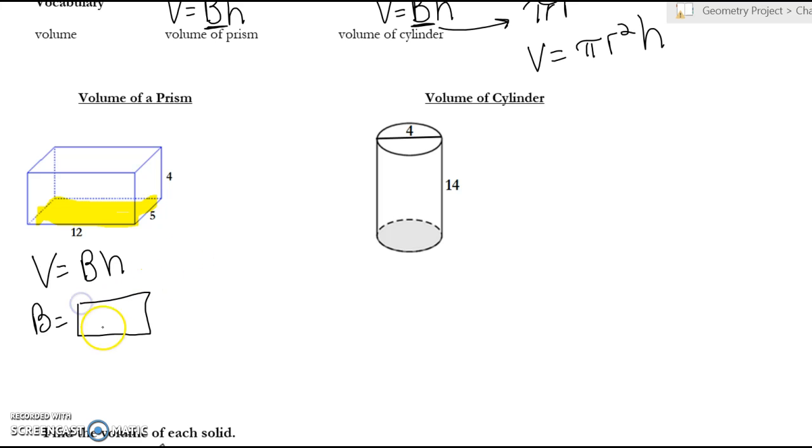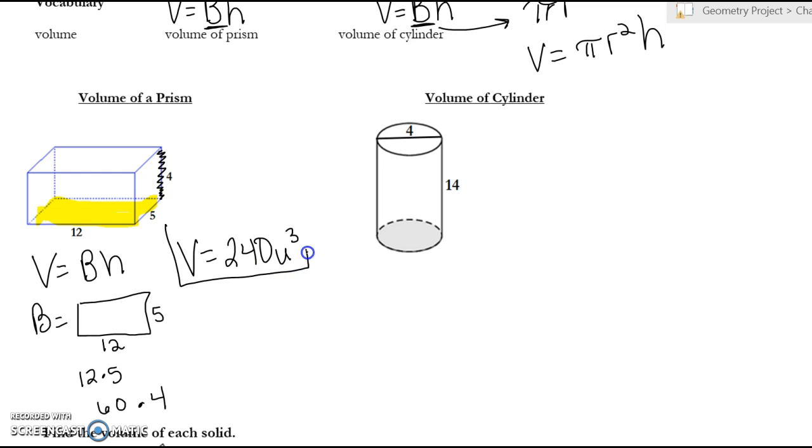Now, I would like you to get in the habit of drawing the picture of the base. When we get to more complicated problems, it's going to make things easier. And so the area of this base is 12 times 5, which is 60. And then the height is this number here. So I'm going to times that by 4. So the volume of this shape is 240 units cubed. I didn't write whether it's inches or centimeters, so it's cubed. Okay? But that's it. You find the base.